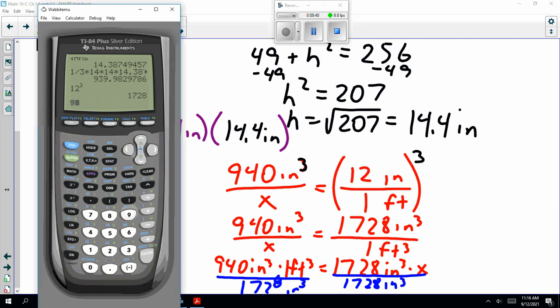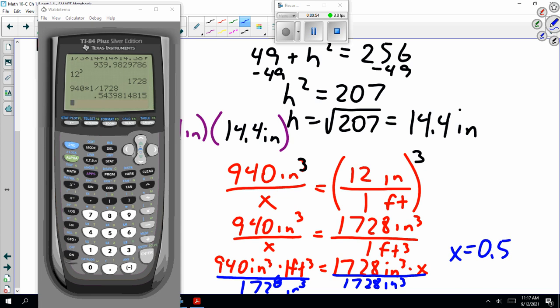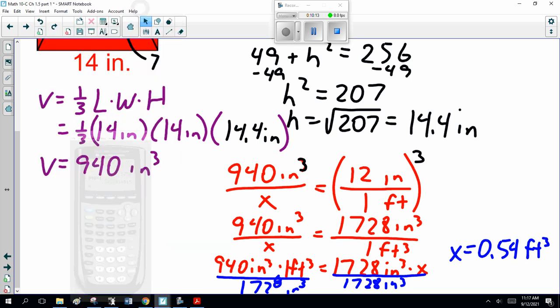All right, 940 times 1 divided by 1728 is 0.5454, so 0.54. Okay. So 940 cubic inches is 0.54 of a cubic foot. And that's sometimes why we do unit conversions. 940 is a big number. 0.54 is much smaller, much easier to use. Anyway, that's as nasty as I can get.